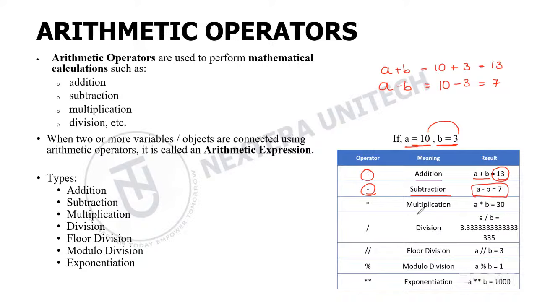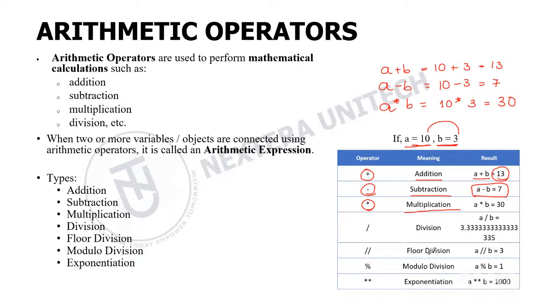Next, moving on, we have the multiplication operator, which is asterisk. This is used to perform the multiplication. When we perform a asterisk b, a is 10 and b is 3, right? So 10 into 3, that will be 30. That is how we can perform multiplication in Python.